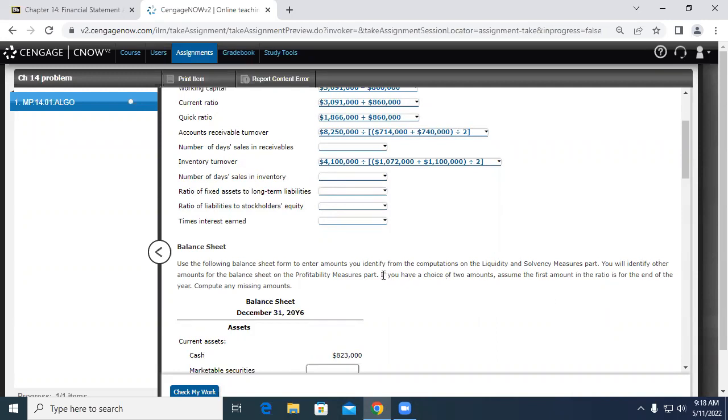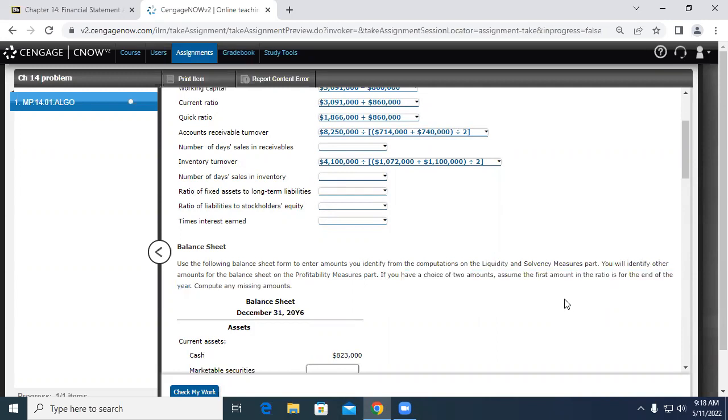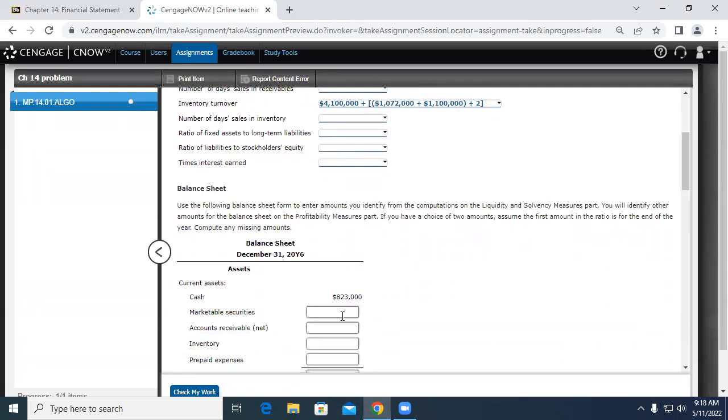Oh, it tells us right. Yeah. If you have a choice of the two amounts, assume the first amount in the ratio is for the end of the year. And that's how I would normally do it as well. And so this $714,000 here must be our accounts receivable. And this $1,072,000 right here must be the inventory.